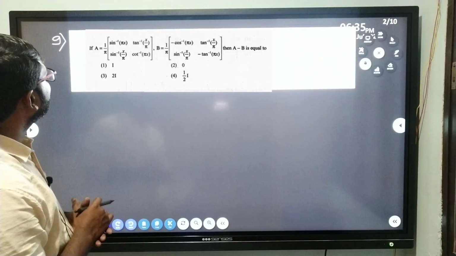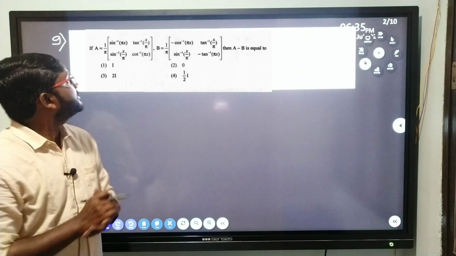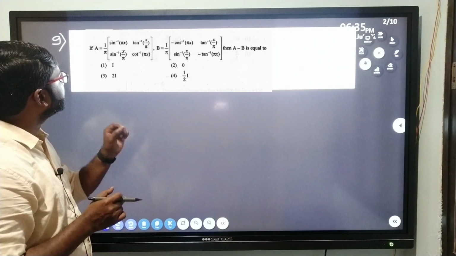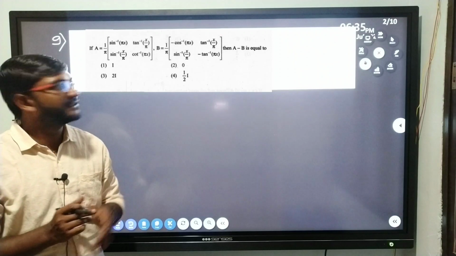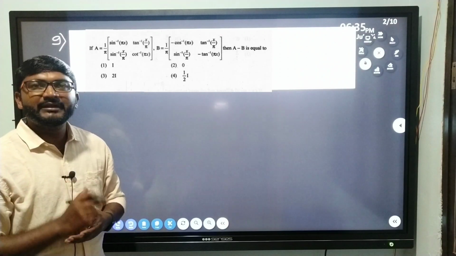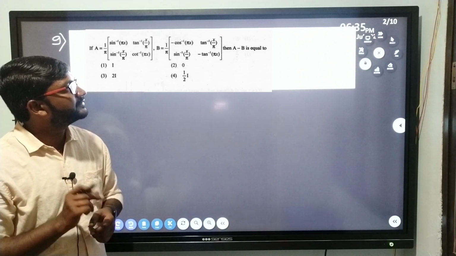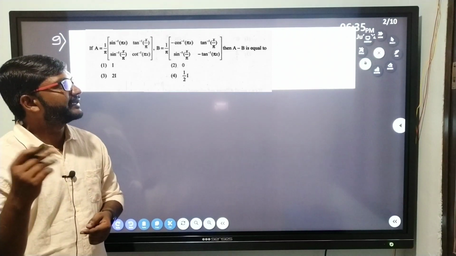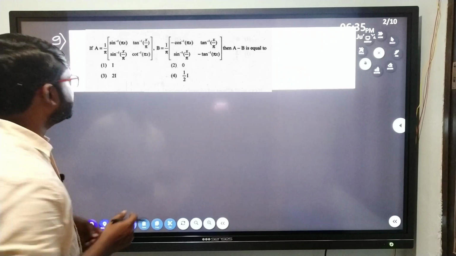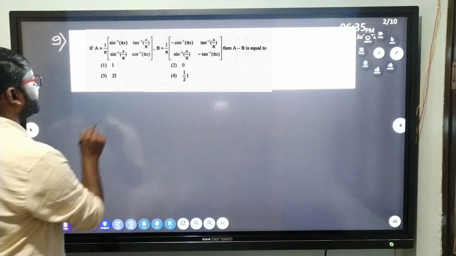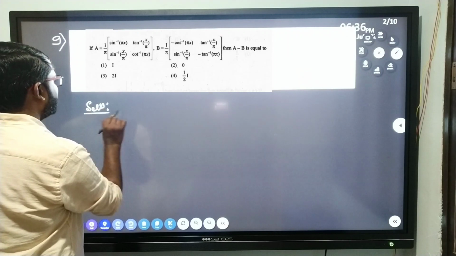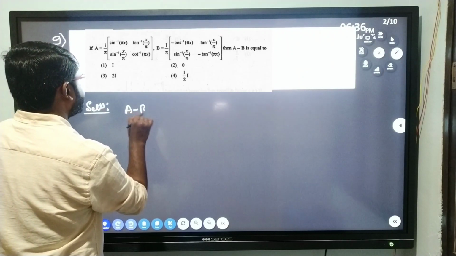If A equal to 1 by pi into [[sin inverse pi x, tan inverse pi x],[sin inverse x by pi, cot inverse pi x]], and B is equal to 1 by pi into [[minus cos inverse pi x, tan inverse pi x],[sin inverse x by pi, minus tan inverse pi x]], then A minus B is equal to, so we will have to find A minus B here.